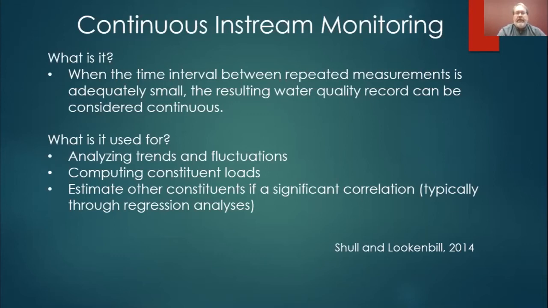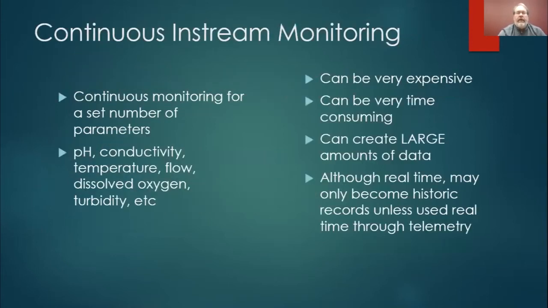Continuous in-stream monitoring is a fairly new resource or product available, and it works really well. You can use it for analyzing trends. You can use it to identify fluctuations that maybe are happening when you're not there, maybe during storm events when it's not safe to get into a stream, or maybe in the middle of the night, or only in the evening. So it's a really great idea if you're able to do it.